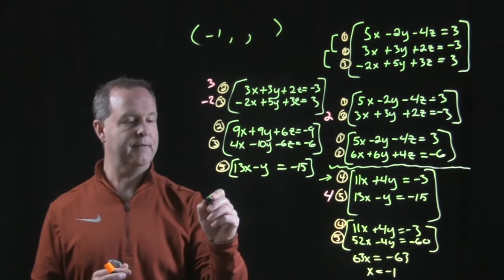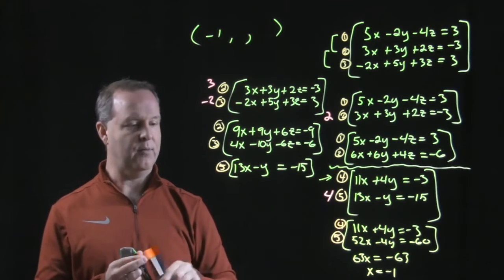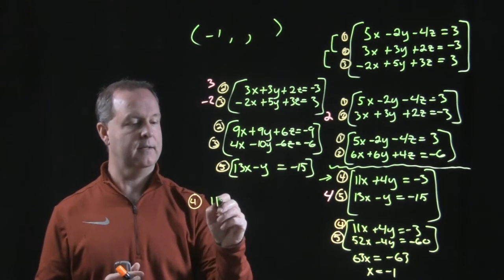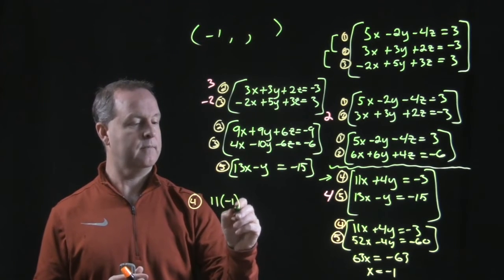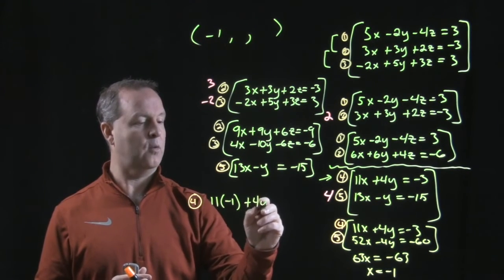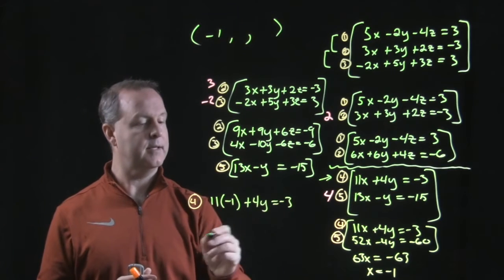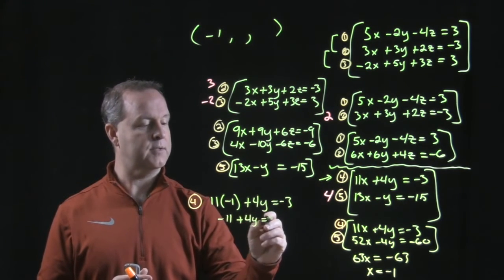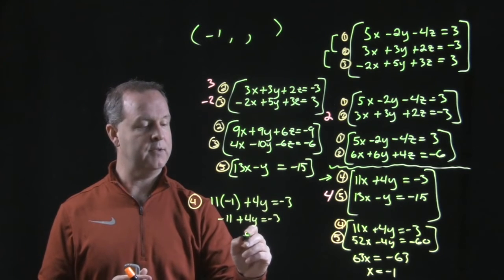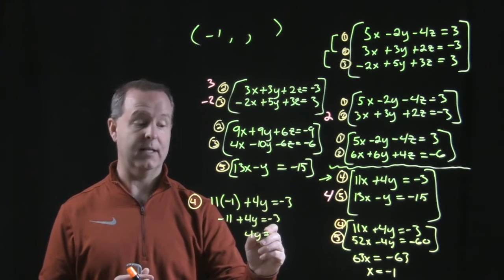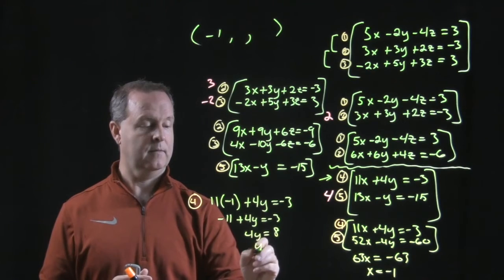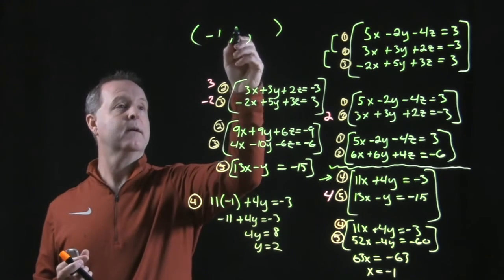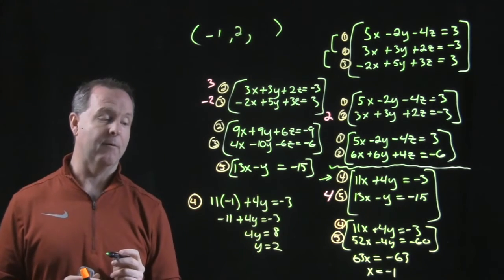So that becomes 11. And just remind what I had. This is my fourth equation. And I'm going to use 11 times my negative 1 plus 4y equals negative 3. Solve that. Negative 11 plus 4y equals negative 3. Add the negative 11 to the other side. Gives me a positive 8. And y equals 2. All right. That was fun. So I have a 2 up there now.